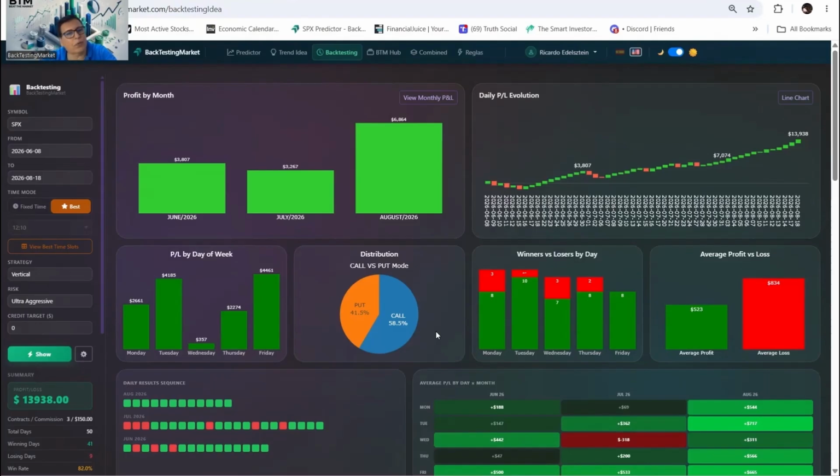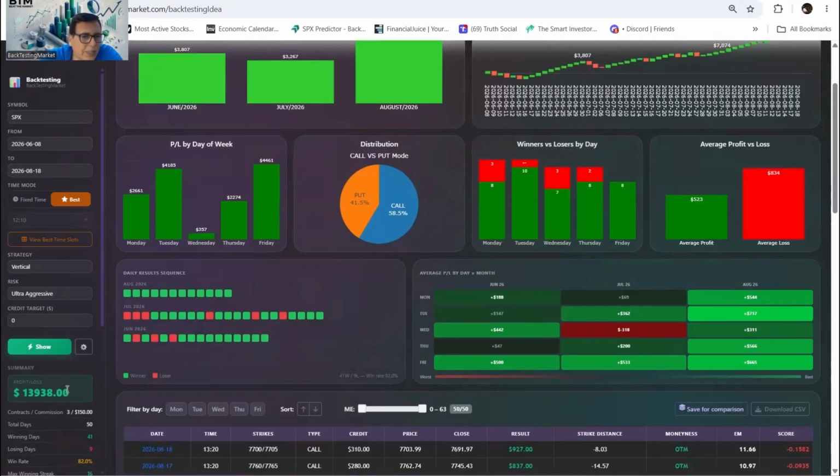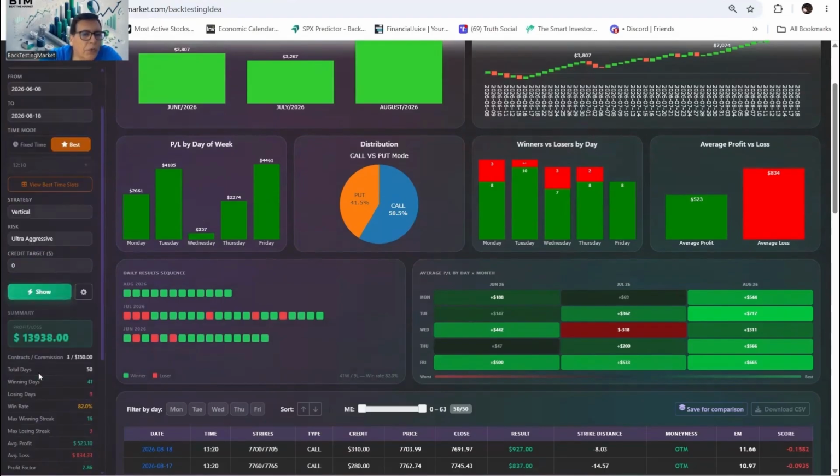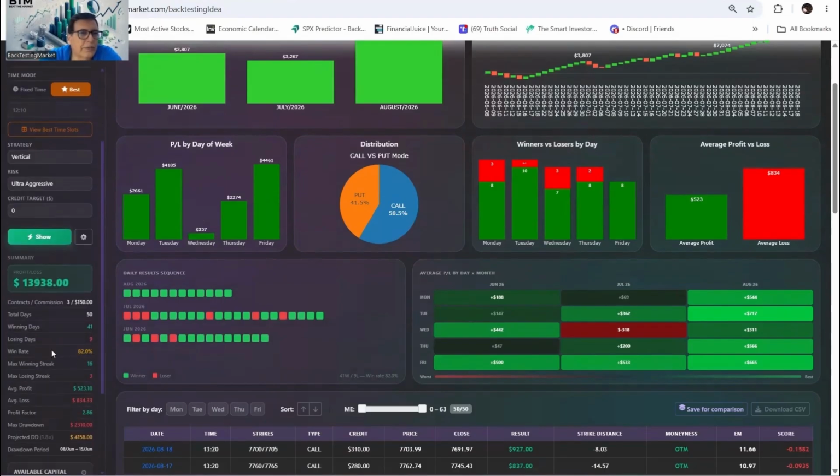aware. The win rate of this platform runs between 78 to 85%. It's awesome. You can see here the win rate right here on the left side. For this, how many months? Here we run for 1 month, 82%.